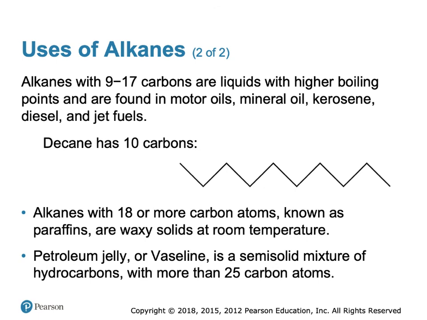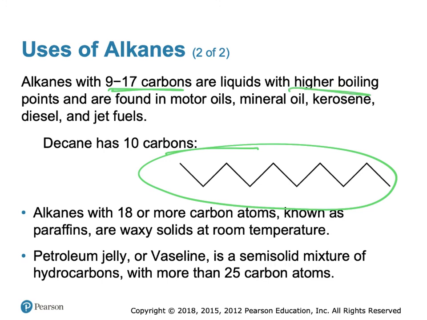When we get to alkanes with 9 to 17 carbons, we have liquids that have higher boiling points. They're found in motor oils, mineral oil, and kerosene. And the reason is because we have these extensive chains with a high molecular mass that can have more London dispersion contacts. So we're being held tighter together. Those intermolecular forces have increased, and that's what's affecting the boiling point. Alkanes with 18 or more carbons actually start to form waxy solids at room temperature.